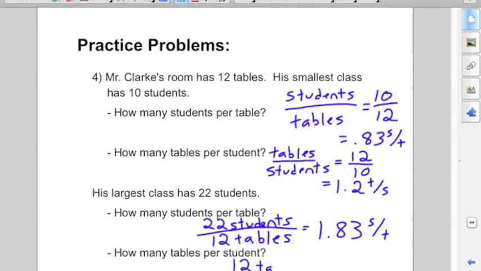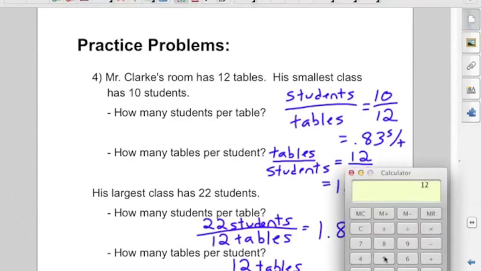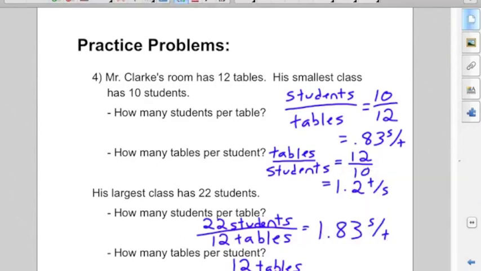How many tables per student? 12 tables divided by 22 students. Let's do the math. 0.55 tables per student. What does that mean? If you're in Mr. Clark's largest class, you have a little more than half of a table to yourself. So that means most students are going to be sharing a table, and a couple lucky ones will have their own.